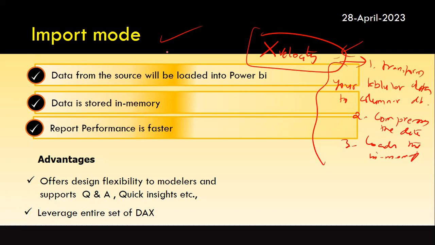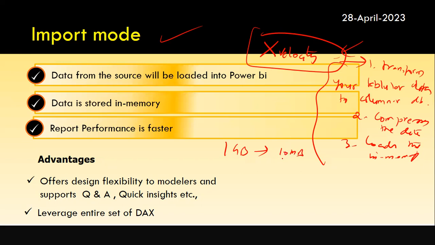The only storage mode available for flat files, including Excel files, is import mode. So the Excel file is 1 GB, let's assume that. It will not load the entire 1 GB as it is. When you load it into Power BI, the Power BI file ends up with only 10 MB.